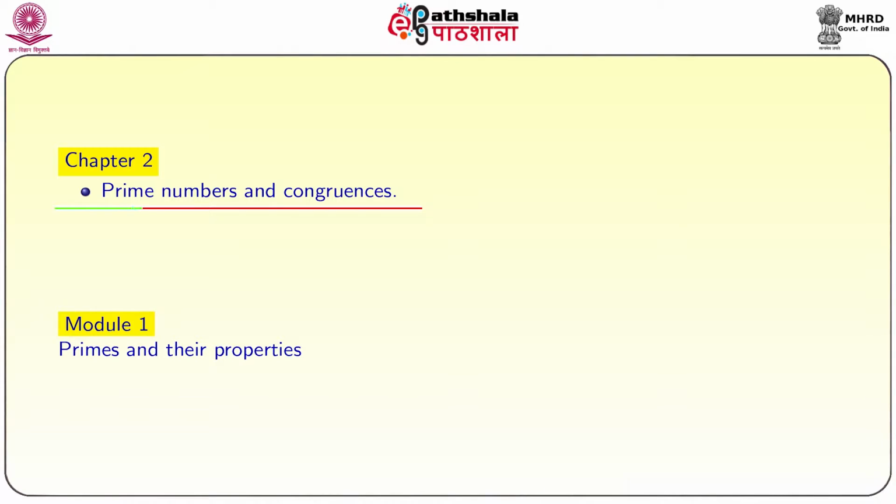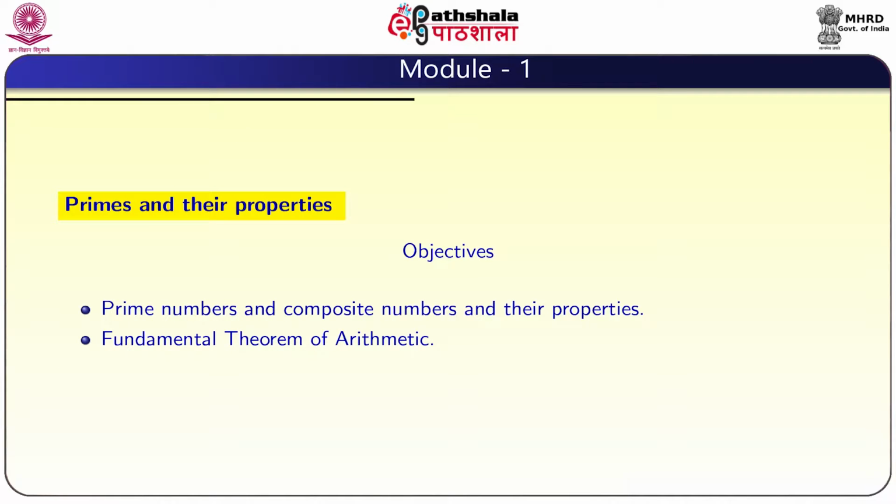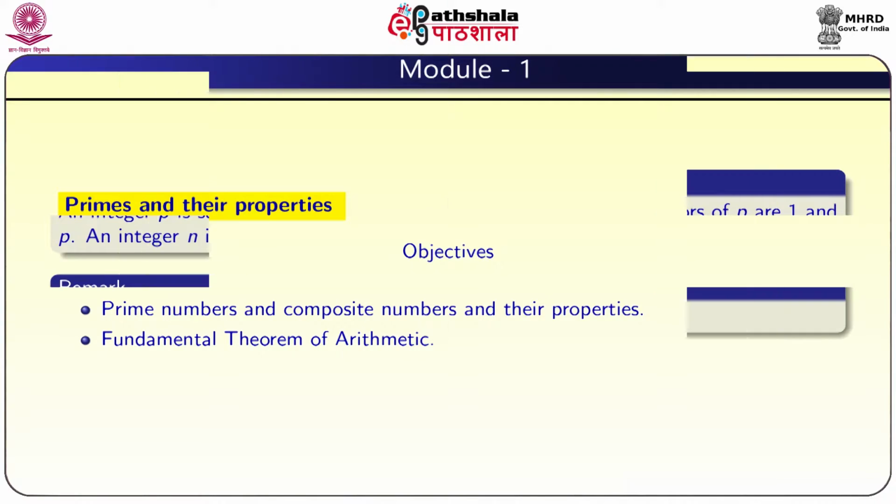In this module, we will define prime numbers, composite numbers and prove the fundamental theorem of arithmetic. In chapter 2, we are going to discuss prime numbers and congruences. So, in module 1 of this chapter, we are going to discuss primes and their properties. The objectives of this module are prime numbers and composite numbers and their properties, and we will state and prove the fundamental theorem of arithmetic.